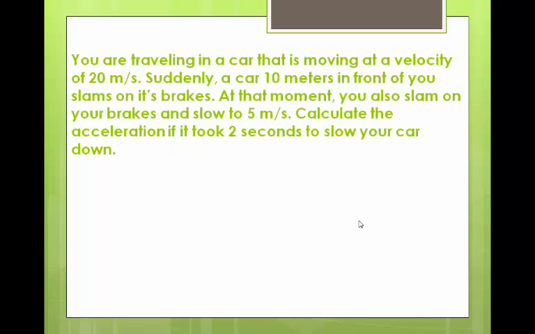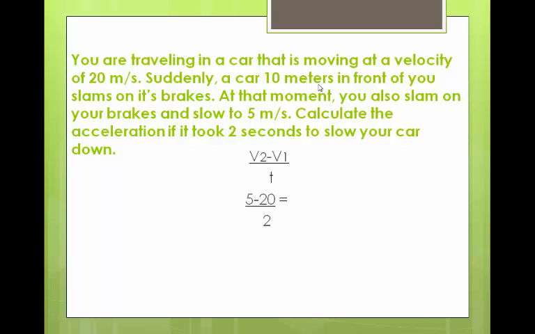Traveling in a car that's moving at a velocity of 20 meters per second, suddenly a car 10 meters in front of you slams on its brakes. At that moment, you also slam on your brakes and slow down to 5 meters per second. Calculate the acceleration if it took 2 seconds to slow down your car. So there's a number in here that you don't need, and that's the 10 meters in front of you. If you were going to figure out if you would hit the car in front of you or not, that would be helpful, but we're not doing that right now.